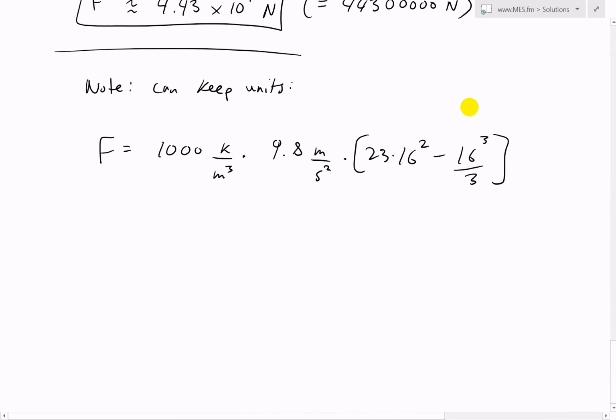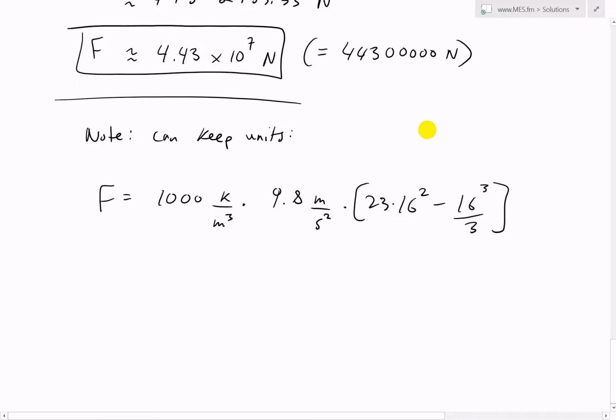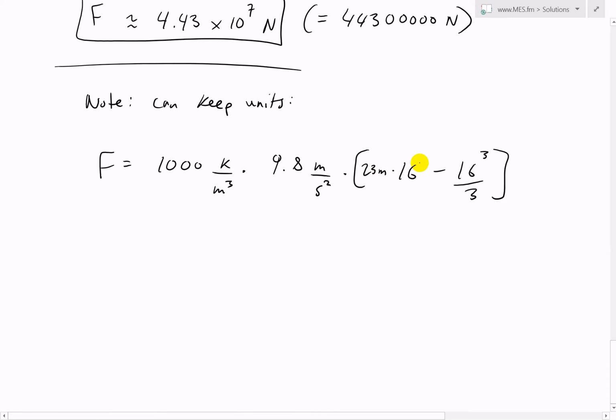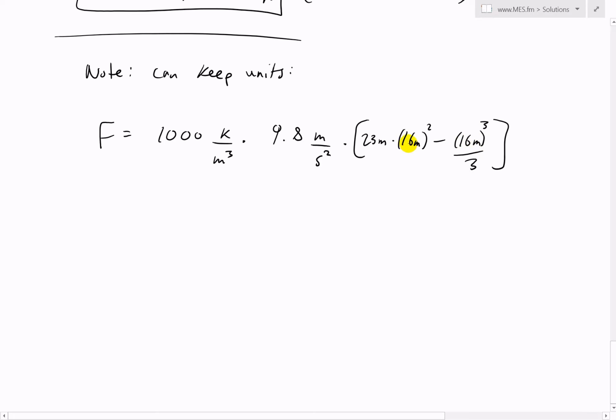So if we keep the units, there's a 23 right here. That's just 46 divided by 2. So this is actually 23 meters right here, times 16, where x is again in meters. So 16 squared, I was right, 16 meters squared. Then 16 meters cubed right there. So what we end up having is meters cubed, and this is meters times meters squared. So this entire thing is in units of meters cubed.